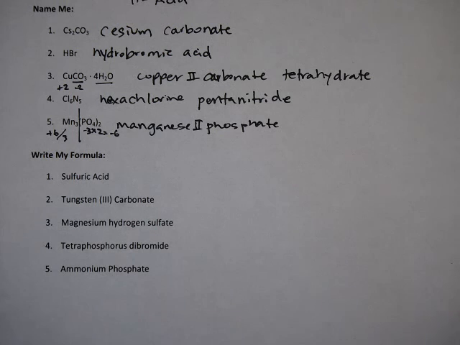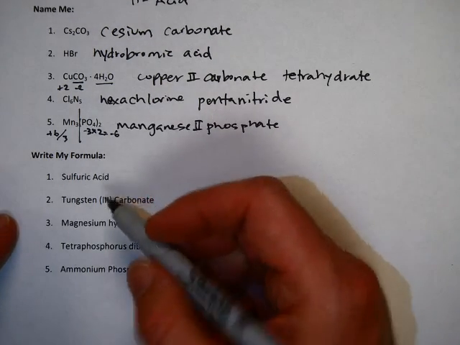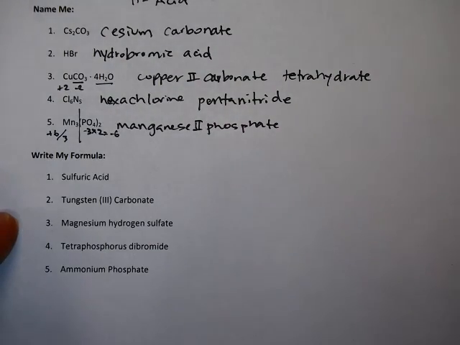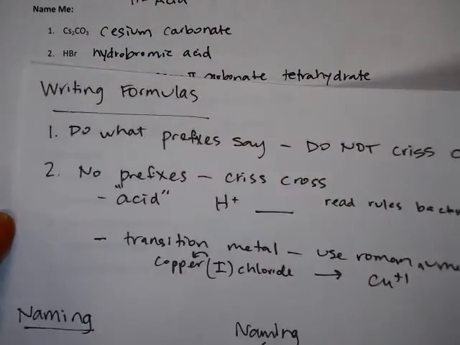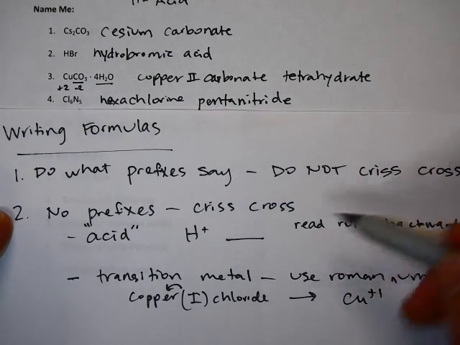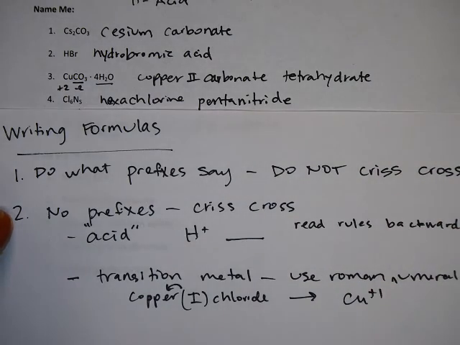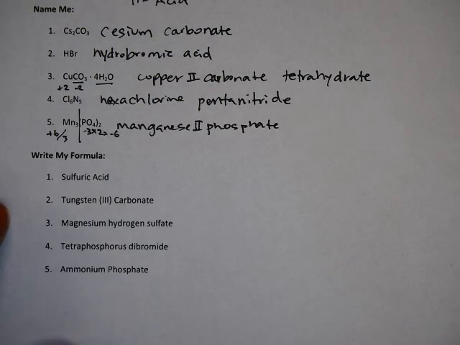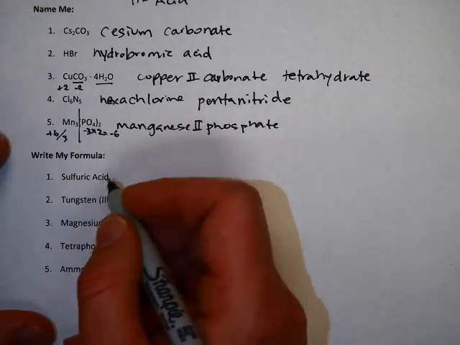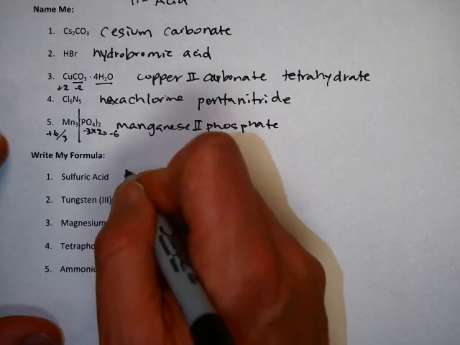On the bottom problems, when you're writing the formula, you want to look for keywords, and there's a chart that you can use. There's some things here. If you see prefixes, do what they say. If there's no prefixes, you should crisscross. And the transition metals are going to use these Roman numerals.